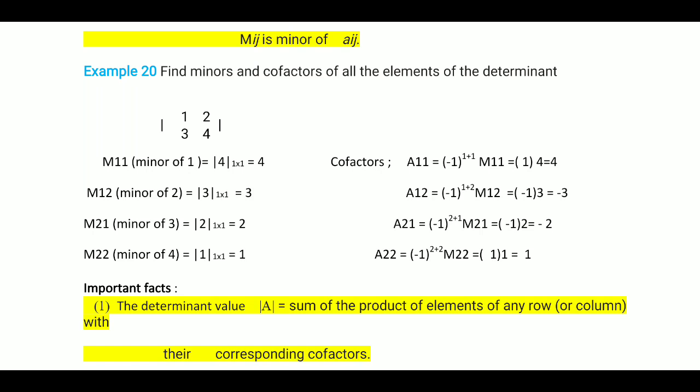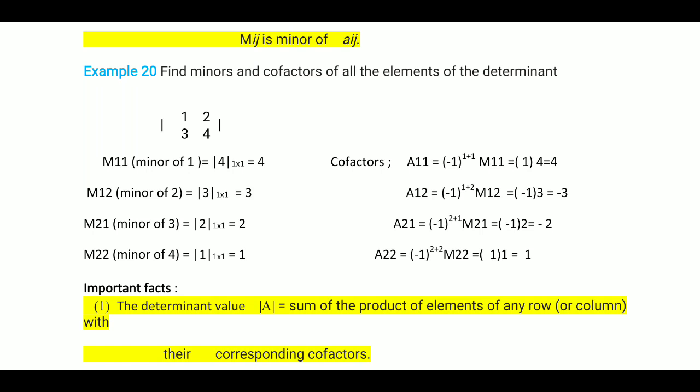Now the minor of 1, 2. M12 means the minor of the element which lies in first row and second column. The first row and second column element is 2. So the minor of 2 is found by removing the row and column in which that element lies. This element lies in the first row and second column. So removing first row and second column, we get only 3. So a determinant having 3 has value 3.